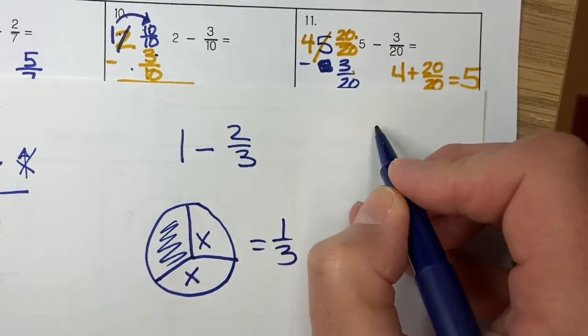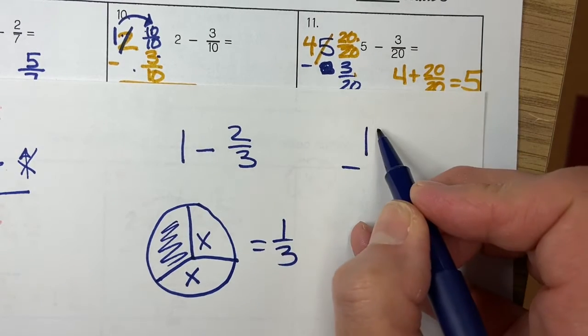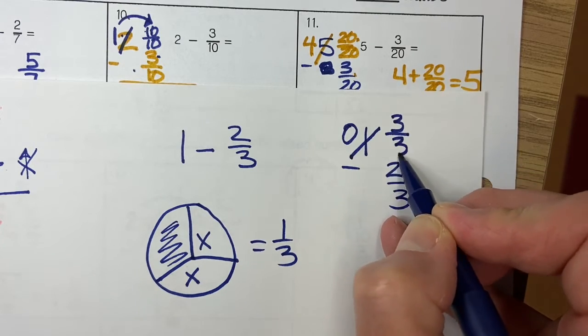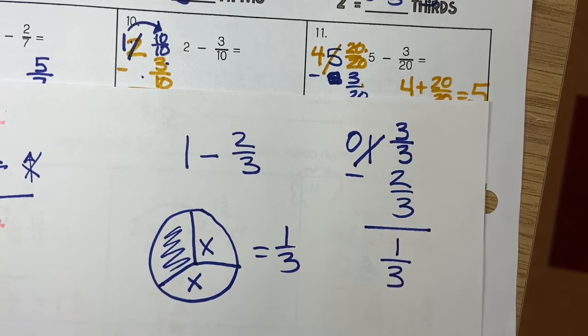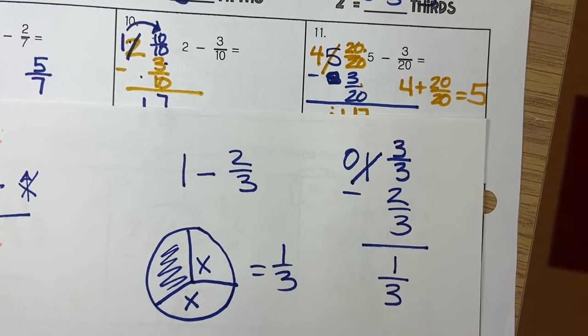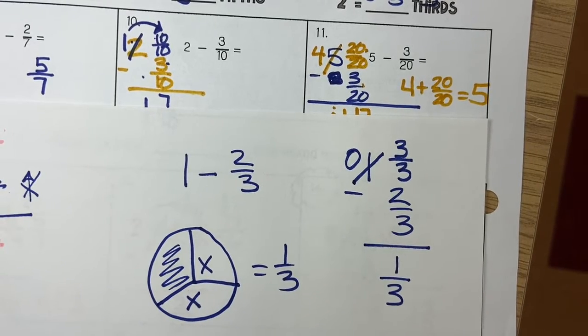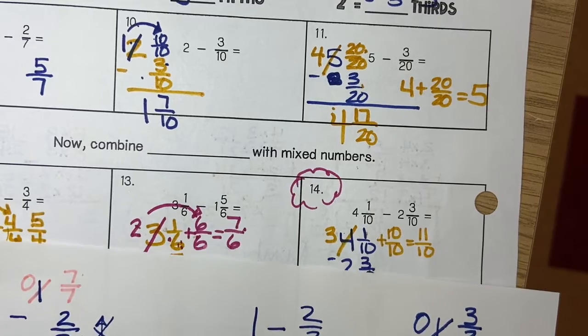So if I were doing it this way, I would do 1 minus 2/3. I'm going to get the same answer because I'm going to borrow, make that a 0, make that a 3/3, and I would do 3 minus 2 is 1/3. Okay, so picture-wise, I would have to divide it into thirds first before I could subtract anything. That's why I need to make it thirds. All right, so there are just a couple other examples.